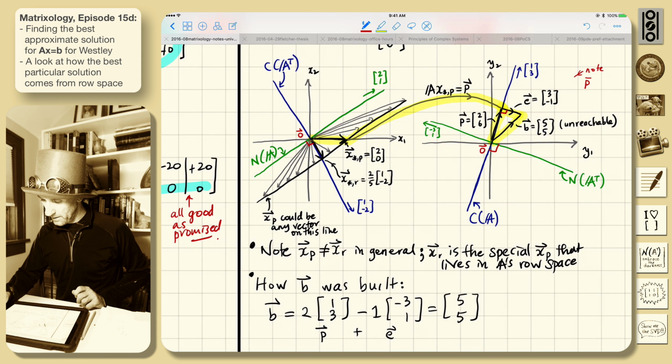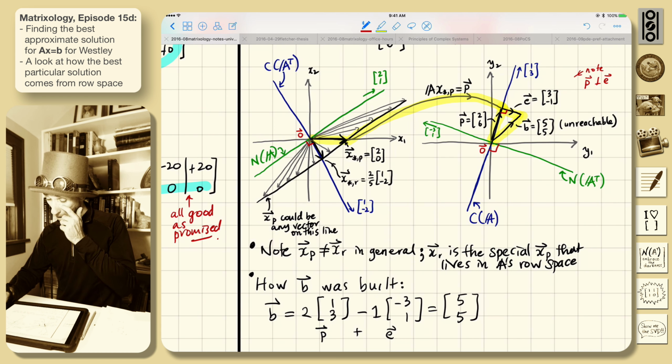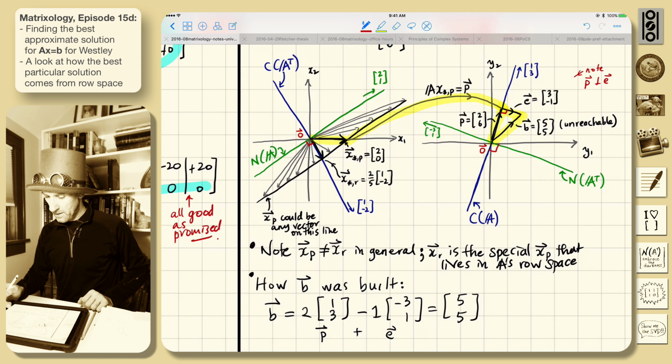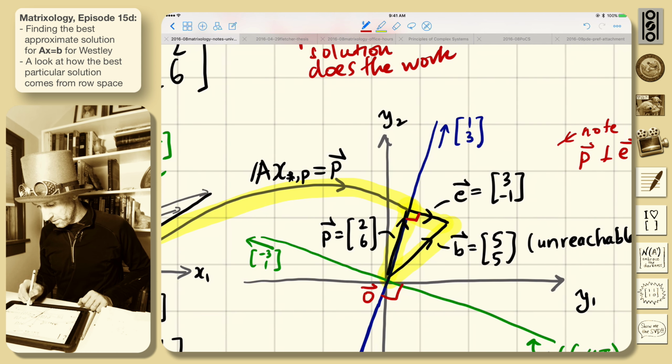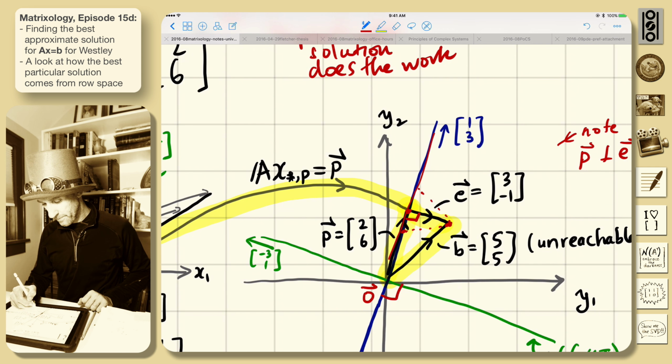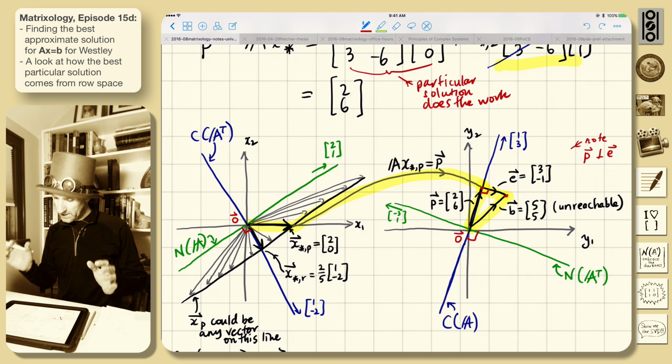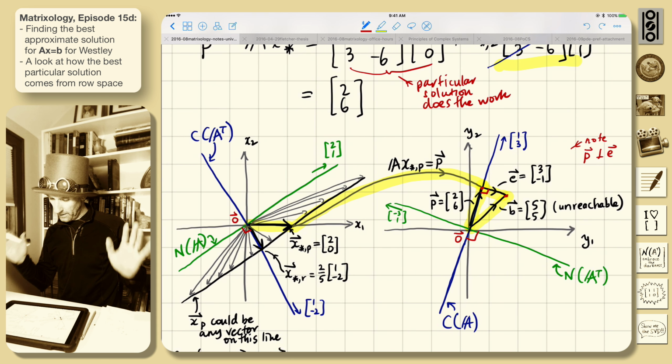They have to be, right? P is perpendicular to E, right? P is in column space, E is in left null space. Have to be at right angles, guaranteed. So this is the best we can do. We're trying to get to here. The best we can do is here. If we were here, that's further away, right? We can only be in column space. So this is the best we can do. Right? Best we can do. So the piece that is missing is a pure left null space vector. Okay.